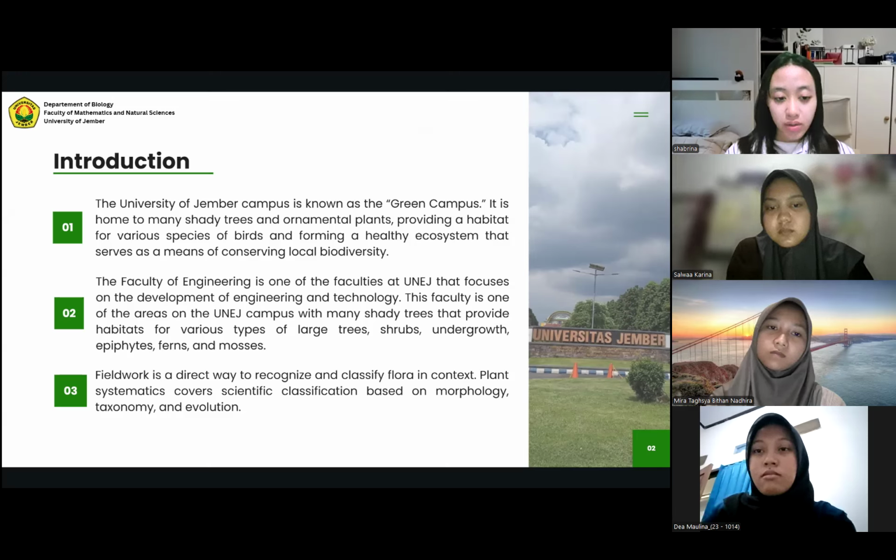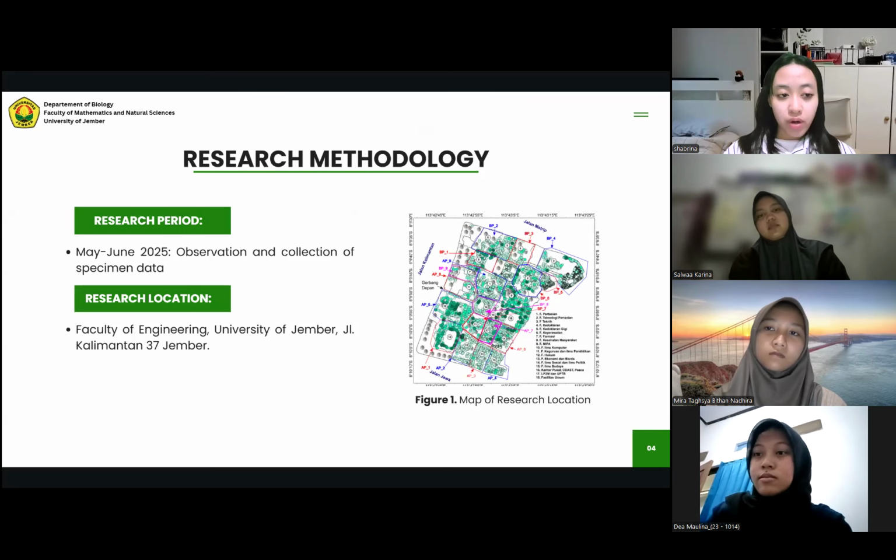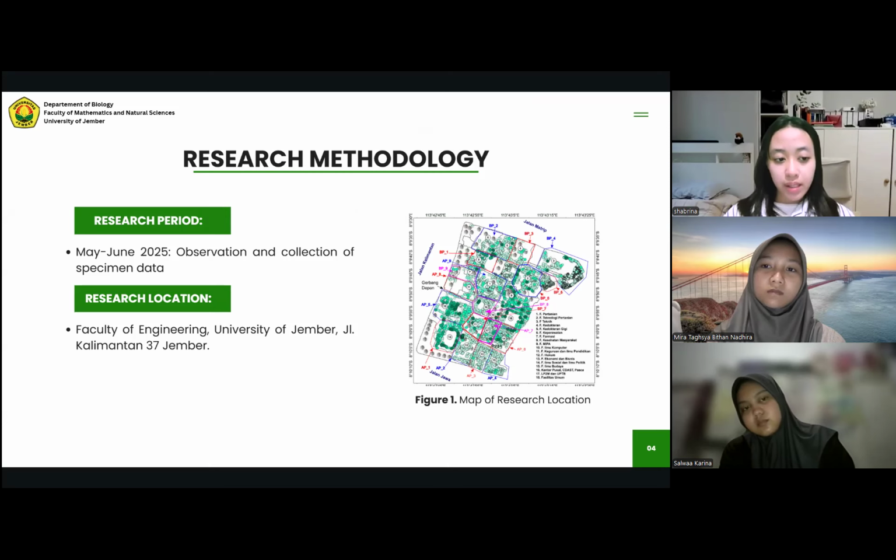Fieldwork is a direct way to recognize and classify flora in context. Plant systematics covers scientific classification based on morphology, taxonomy, and evolution. So these are the goals or objectives of the systematic plant field practicum. The research period is May until June 2025, with observation and collection of specimen data in the Faculty of Engineering, University of Jember.